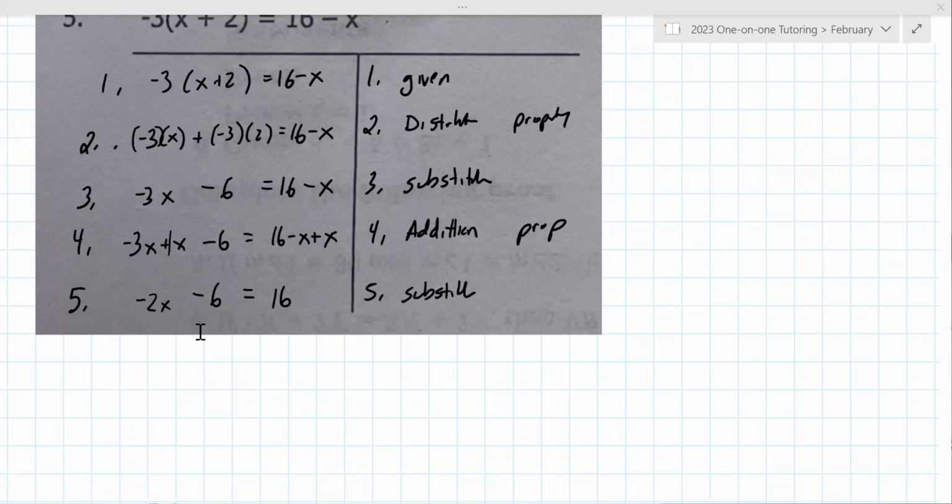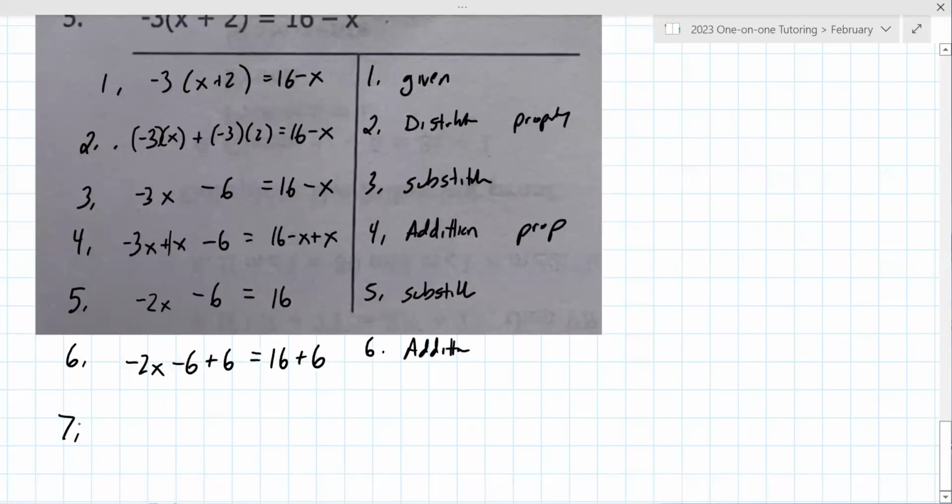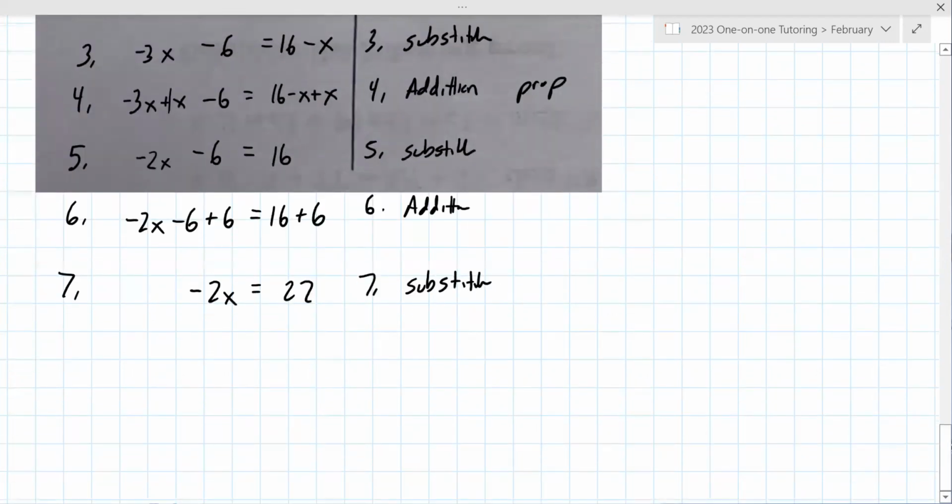Oh, add the 6, yes, and you have to show that in this kind of odd way, +6, +6, and it's the addition property. So it's -2x equals 22. That's the substitute simplify step. This one's got a couple more steps to finish.